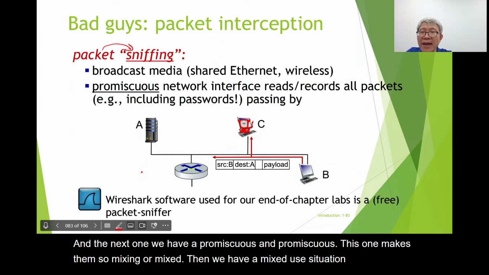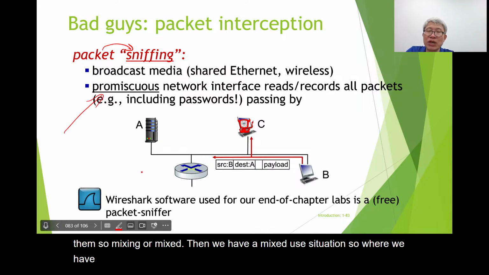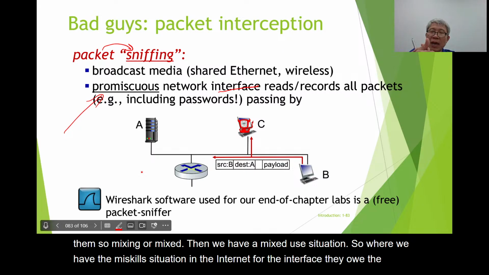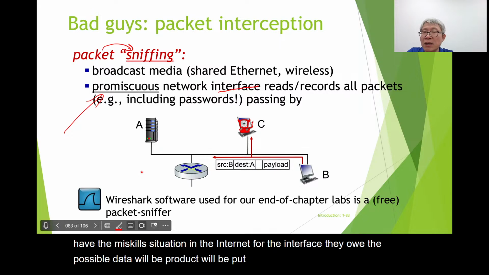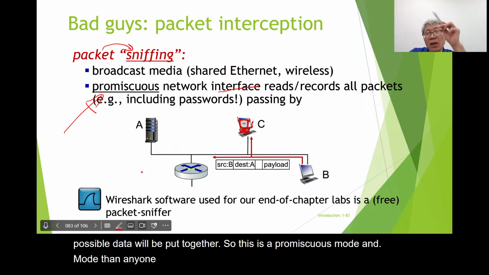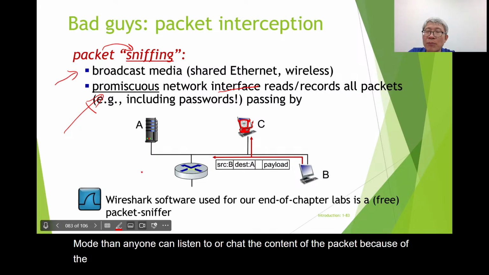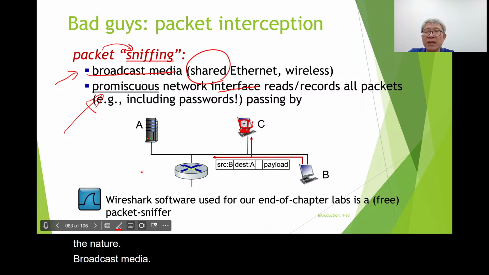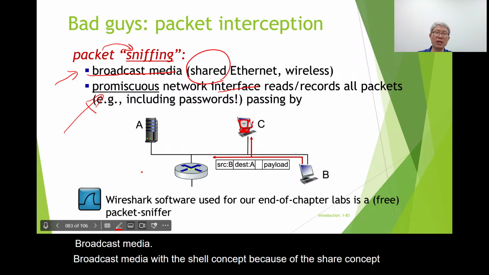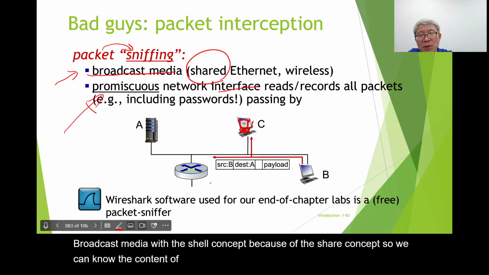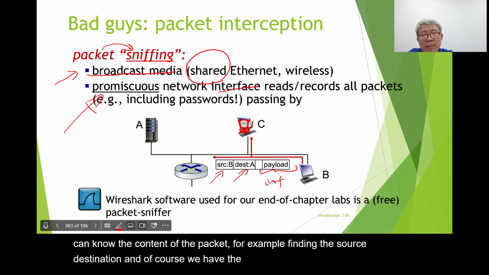Where we have the promiscuous situation in the internet, for the interface, all the possible data will be put together. So this is promiscuous mode. In promiscuous mode, anyone can listen to or check the content of the packet because of the nature of broadcast media, with the shared concept. Because of the shared concept, we can know the content of the packet, for example finding the source and destination, and of course the information within the payload.